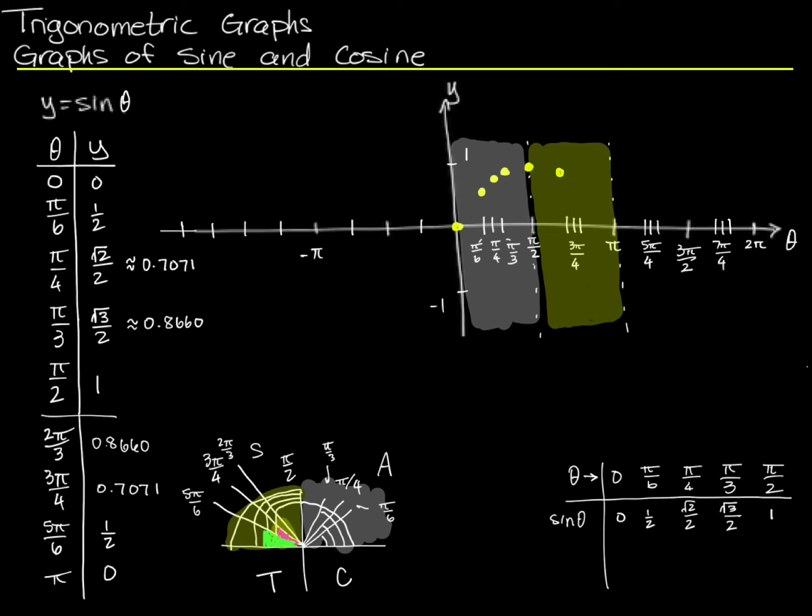Then 3 pi over 4 has a height of about 0.7, which is the same height as the pi over 4 point. So that puts us about there. 5 pi over 6 has a height of 1/2, and pi has a height of 0. Now, there are angles between 0 and pi over 6, between pi over 6 and pi over 4. So there are points in between here as well. But this is enough to give us an idea of the pattern that's happening. The graph of the sine of theta looks something like this, at least between 0 and pi.